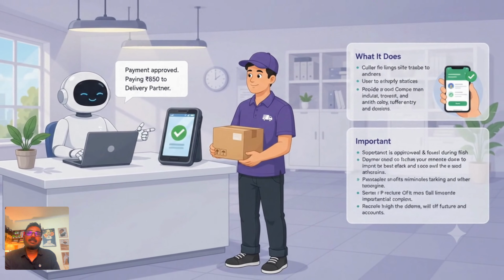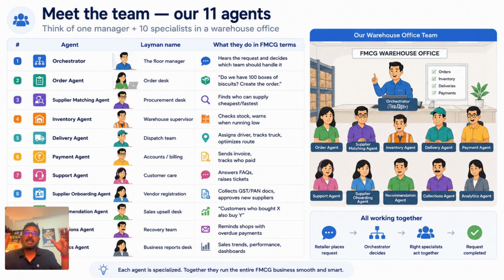So what we are going to do is build all these different 11 agents. We're going to build the gateway, the policy, the memory, and AgentCore Runtime for this complete FMCG flow from the retailer to the wholesaler to the delivery agents, right? And we're going to show you an actual working demo in the next video.